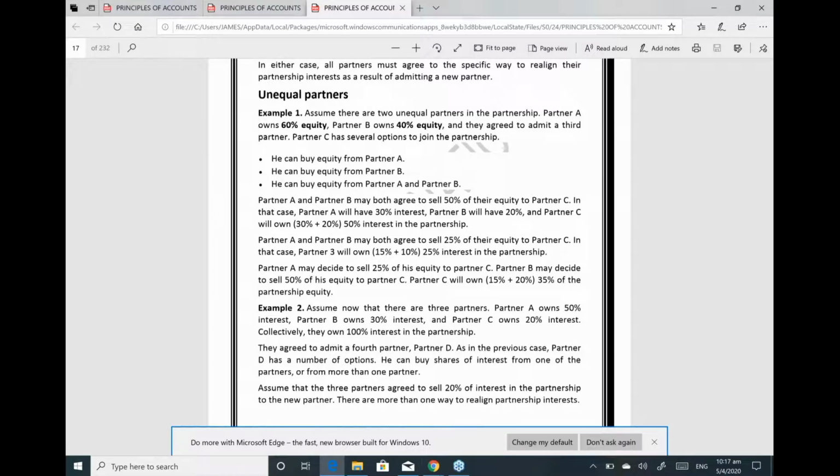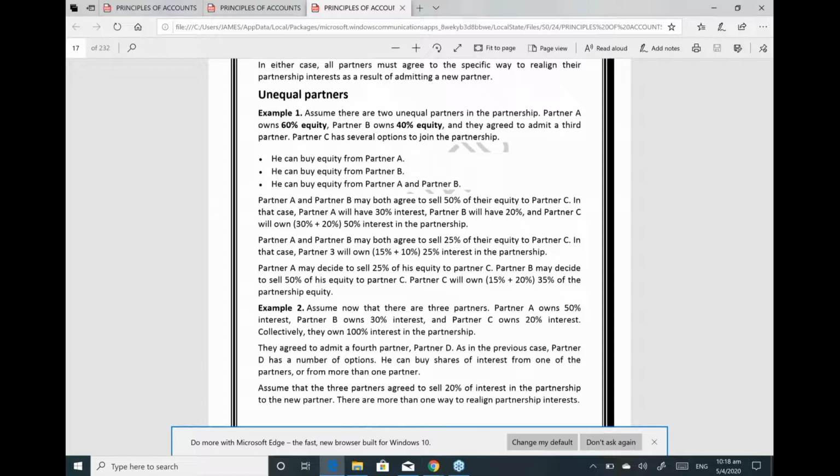Partner A and partner B may both agree to sell 50% of their equity to partner C. In that case, partner A will have 30% interest, partner B will have 20%, and partner C will have 20% plus 30%, that is 50% interest in the partnership. So we are having now 30, 20, 50 as the partnership.